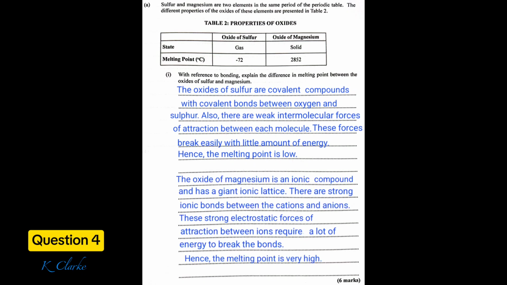However, the oxide of magnesium is an ionic compound and has a giant ionic lattice. There are strong ionic bonds between the cations and anions. These strong electrostatic forces of attraction between ions require a lot of energy to break the bonds. Therefore, the melting point is very high.